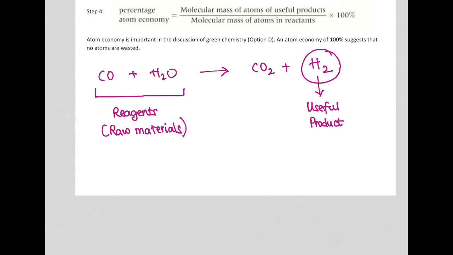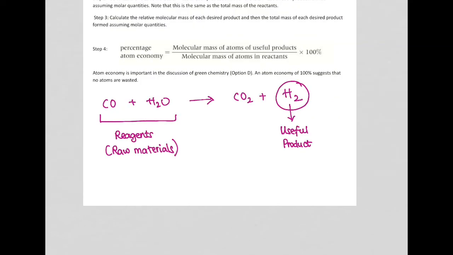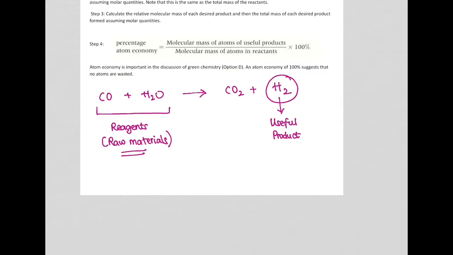So the atom economy is going to be a measure of the amount of starting material or raw material that is being converted to useful products. Atom economy is given as a percentage. The lower this percentage, the more waste you're producing, and the higher the percentage, the less waste you have and the more useful products you have. So let's find the atom economy for hydrogen in this reaction.